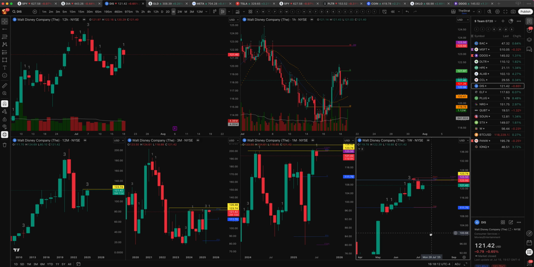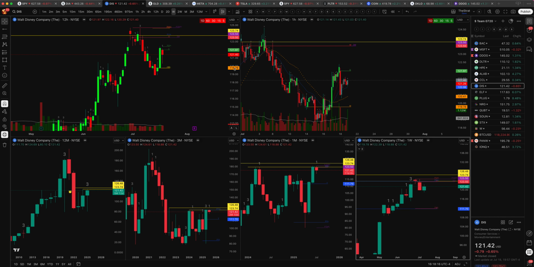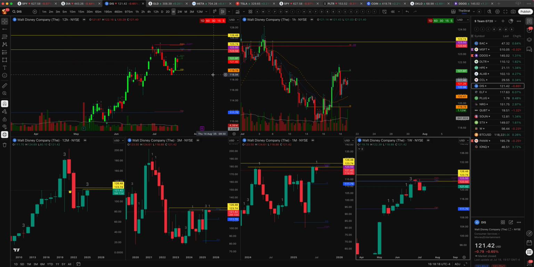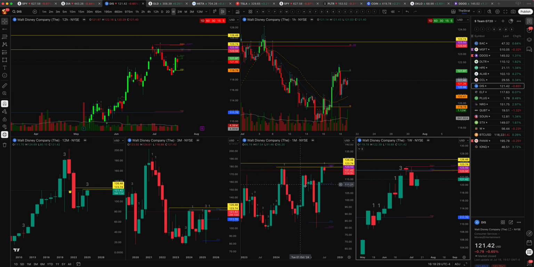DIS, another 2 down green, inside month, inside day. You're back inside this weekly 3, but that could be an expansion of this level.